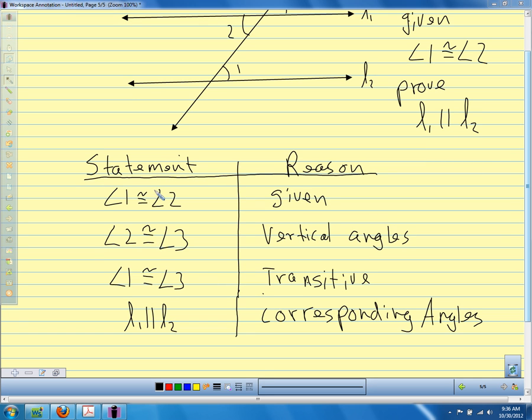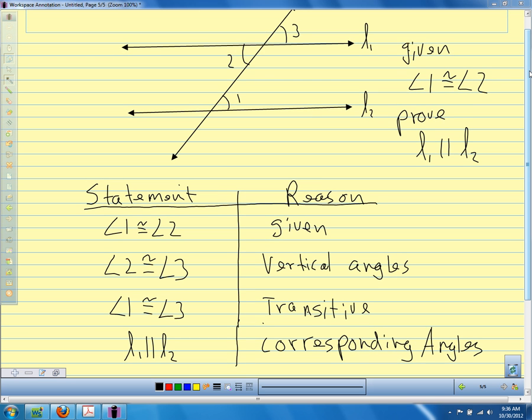So this is our proof. We're given this. These two are congruent by vertical angles. These two are congruent by transitive. These are corresponding angles, so that guarantees that our lines are parallel. So this would be the type of proof that you would do using parallel lines. I just wanted to do an example of that. Questions? All right.